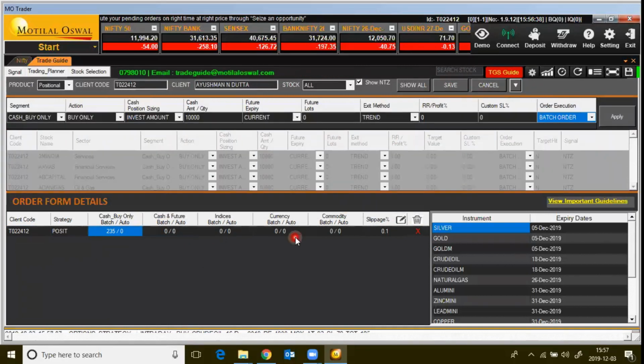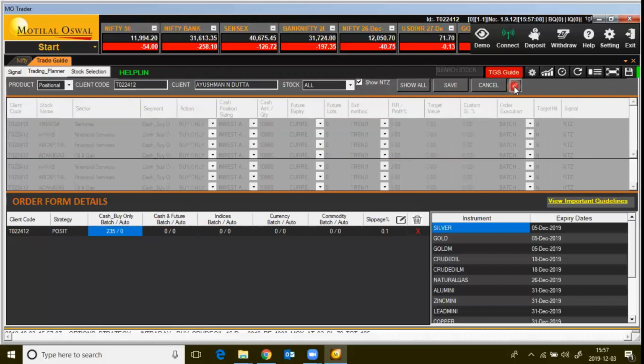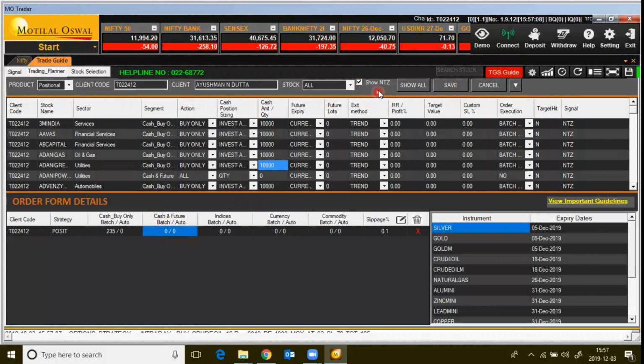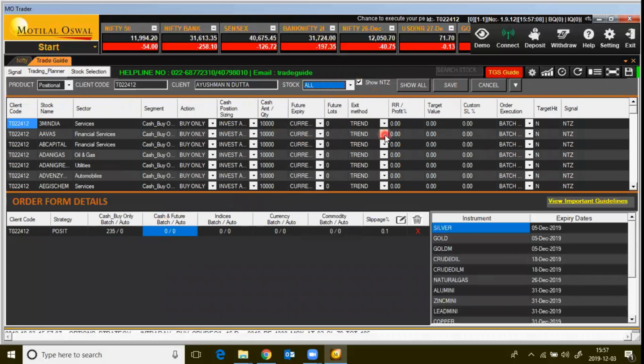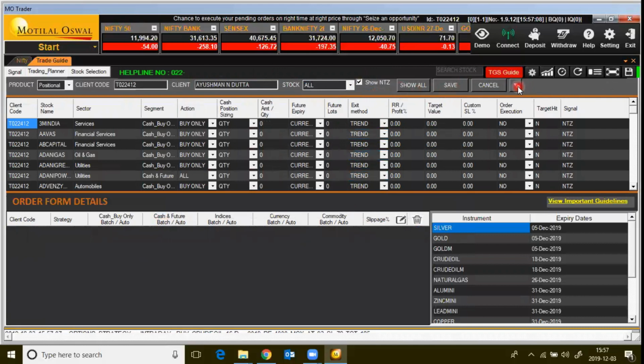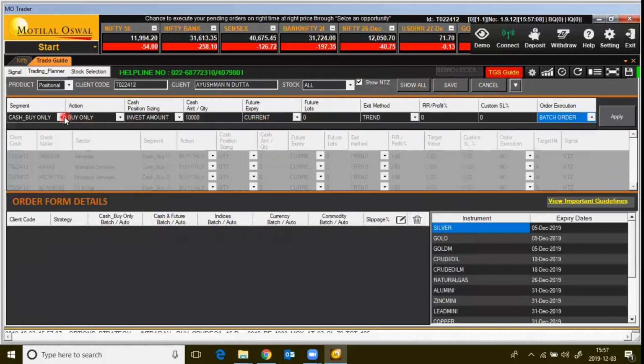Okay, so if you want to see which stocks you have applied the batch order on, what you can do is click on this and click on all. Whatever you have placed the batch order for, you will see right here. So these are the stocks which we have selected for the batch order. If you want to delete this batch order, you can again click on this cross button and click on yes. If you want to add batch orders again for all the strategies, you can select that.